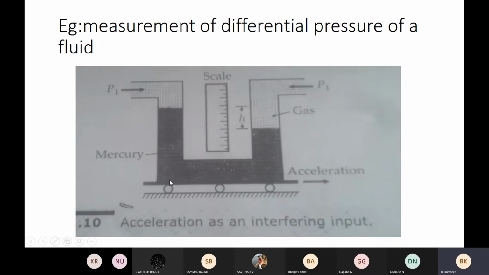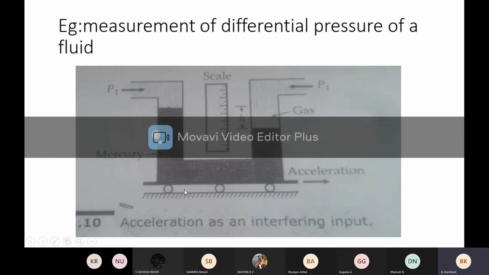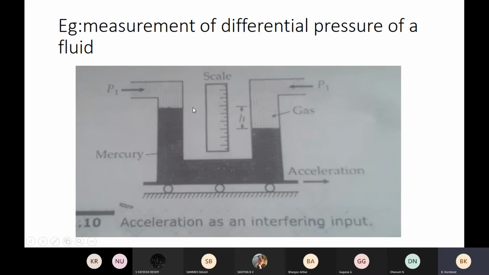Due to the movement of the vehicle, there is an acceleration. As this manometer is mounted on the vehicle, there will be an acceleration which creates an interference. Even though P1 and P2 are equal, there will still be some variation, which is called an interfering input. That is one reason: acceleration.